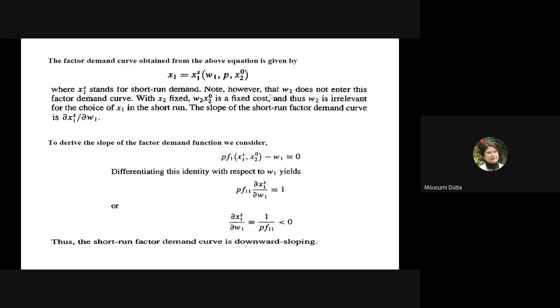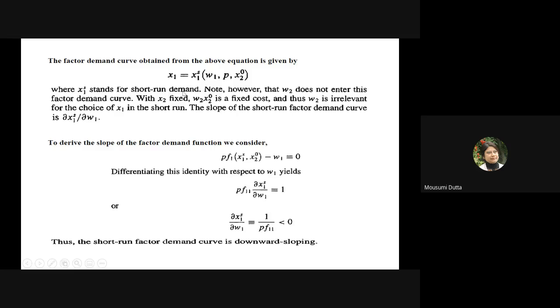The long run factor demand was a function of w1, w2, and p, whereas the short run factor demand is a function of w1, and p is common. However, instead of w2, here we are bringing the amount of the second input, which has been kept fixed at this particular level. x1S stands for the short run demand. This part is already covered, that w2 x2 naught is a fixed cost component.